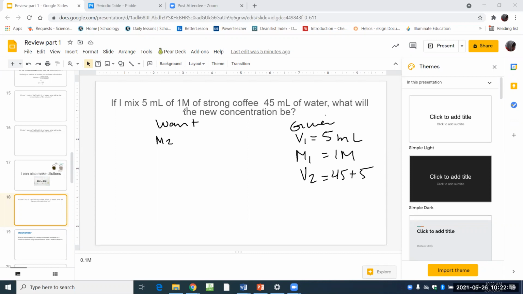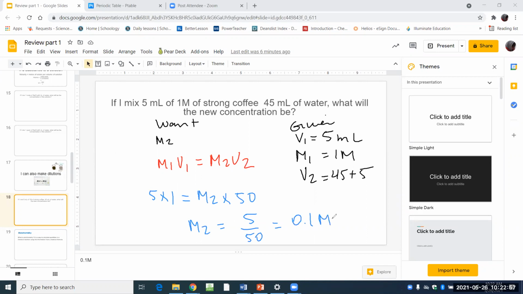So the second step is to put it into the formula, which is M1 V1 equals M2 V2. And then the third step is actually solving it, which would be 5 times 1 equals M2 times 50. If I solve for it, I end up with M2 equals 5 divided by 50, which, guess what, is a tenth, 0.1 molar. That's the answer to this problem.